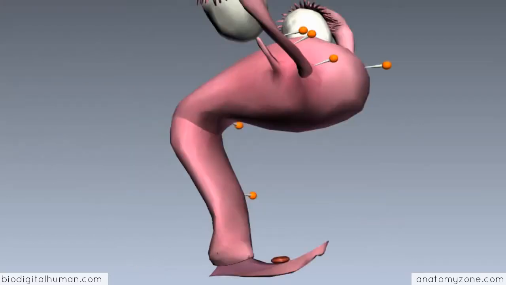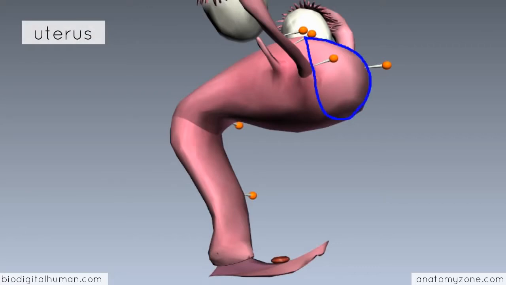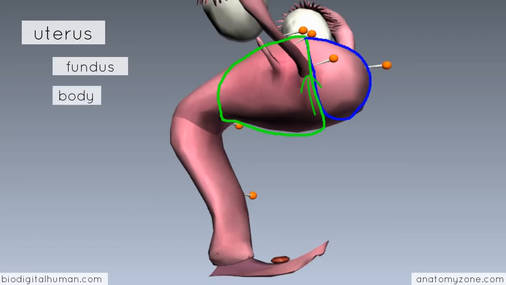So there are three parts to the uterus. You've got the dome-shaped superior part of the uterus, which is called the fundus. And this part of the uterus lies superiorly to the point where the uterine tubes enter into the uterus. And then you've got the bulk of the uterus, which is known as the body, and this is the main part of the uterus. And then inferiorly you've got the cervix of the uterus. So the cervix is the neck of the uterus.